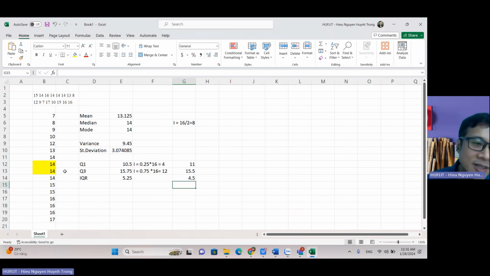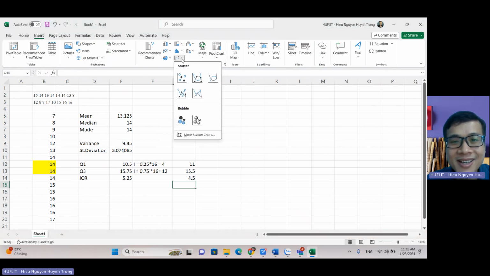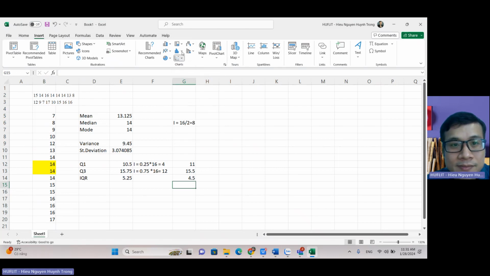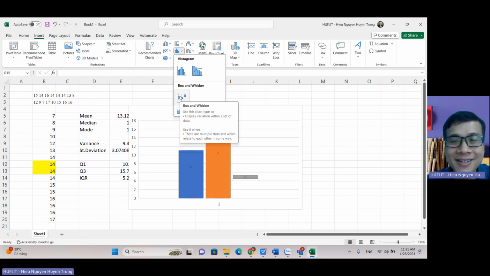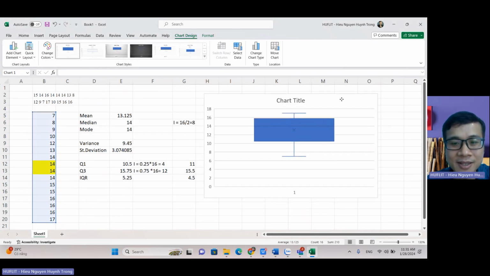Then you can see that we can also draw a box and whisker plot with this data set too. You can go to the Insert tab, then go to the chart section. Let's see where the scatter plot is. Box and whisker plot. Here you can see that below the histogram they have the box and whisker section. You double click on this section. Sorry, I need to scan the data set first so that I can go for the box and whisker. Yeah, that's it. Can you see?